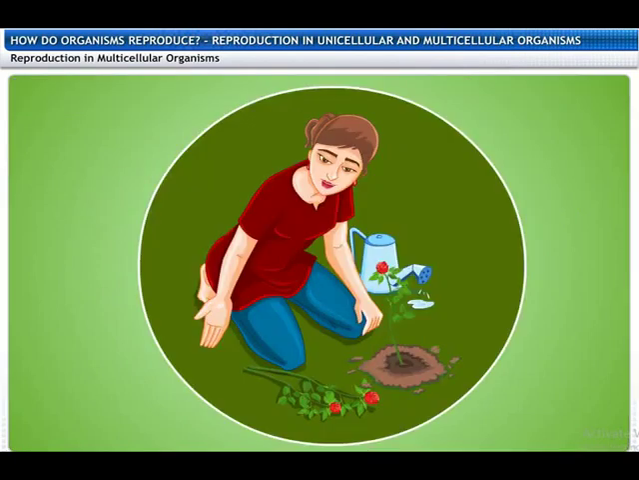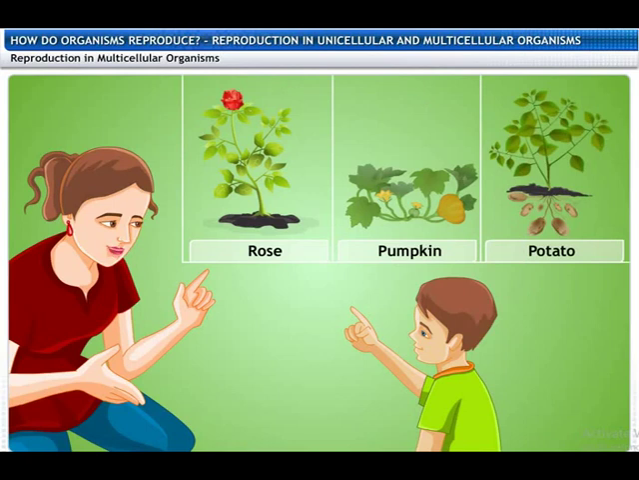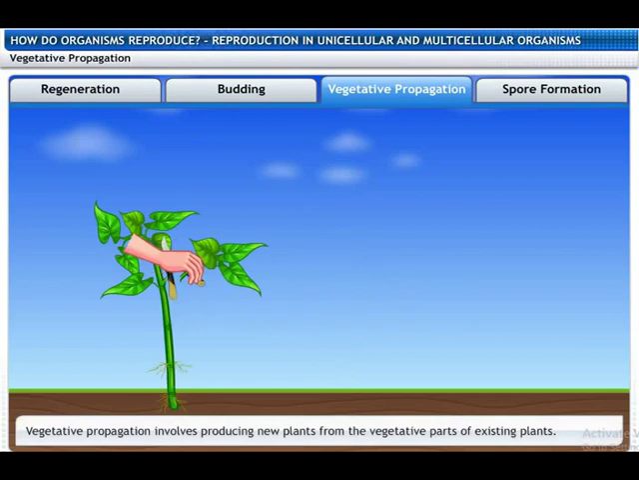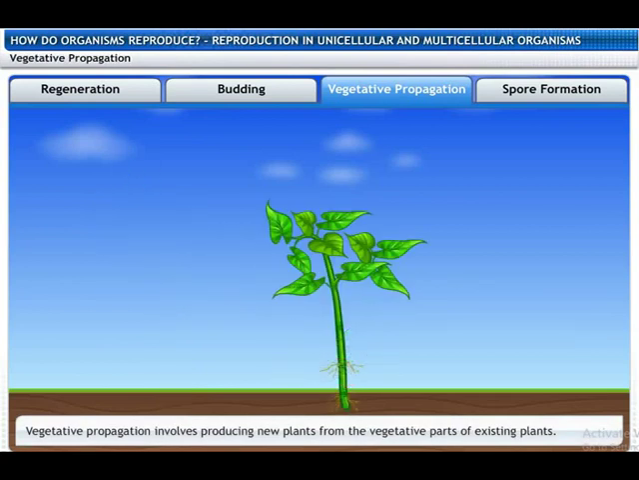Exactly. Now let's get back to your original question about what I'm planting here. Can you tell me which out of these plants reproduces asexually? I guess the rose plant. You planted just a stem. That's right. Rose plants reproduce through vegetative propagation. Vegetative propagation involves production of new plants using the vegetative parts of an existing plant.